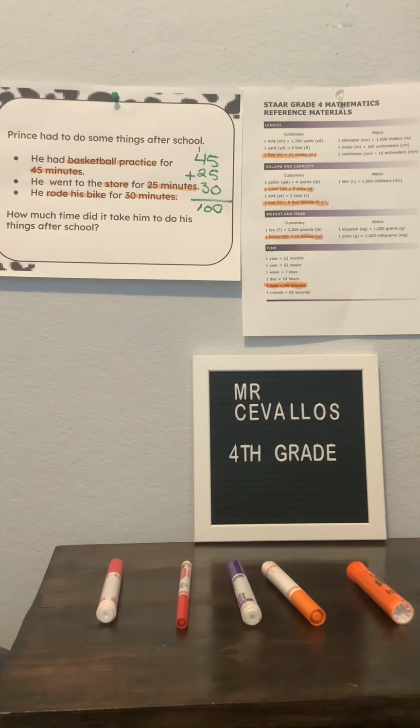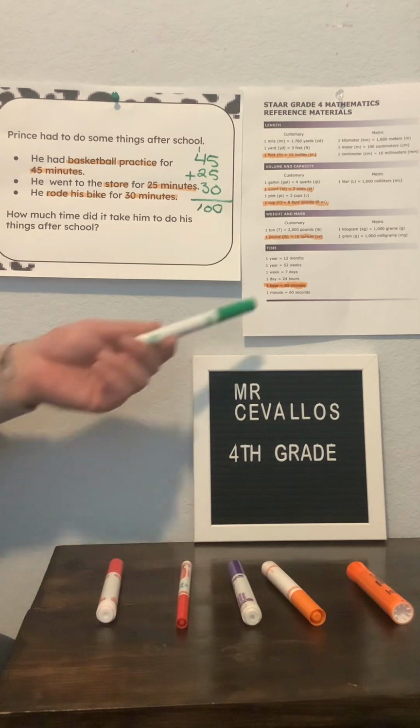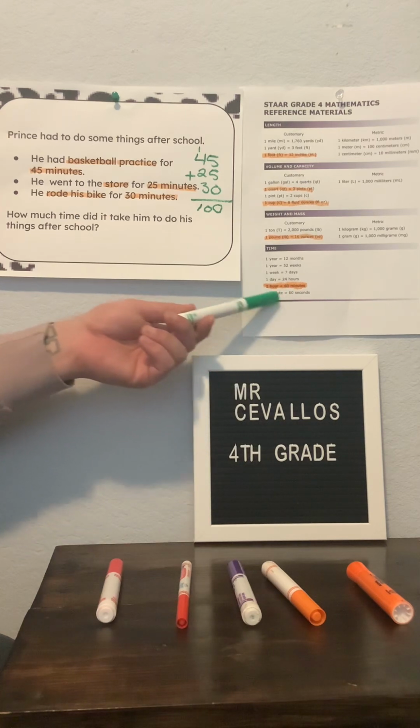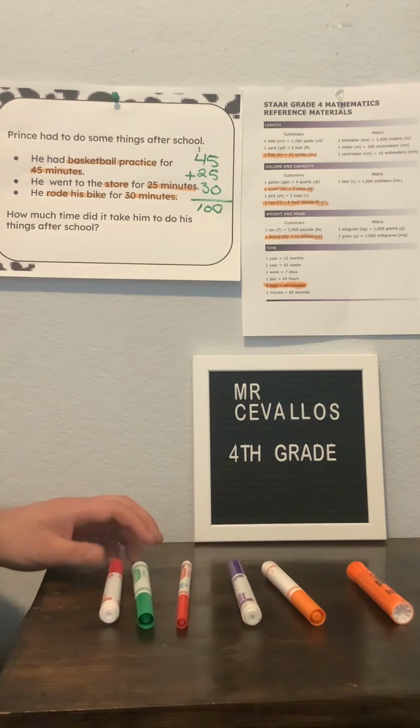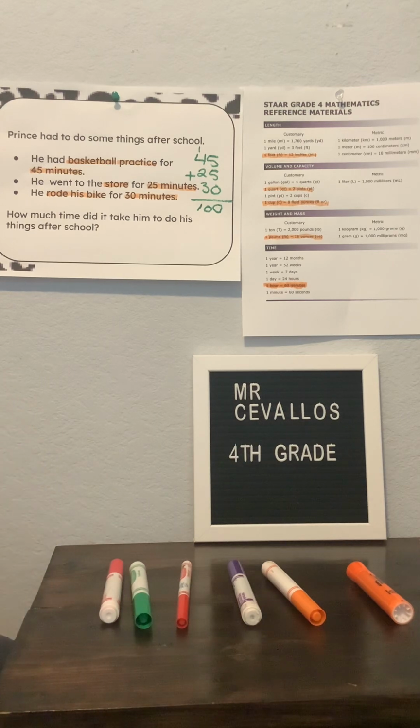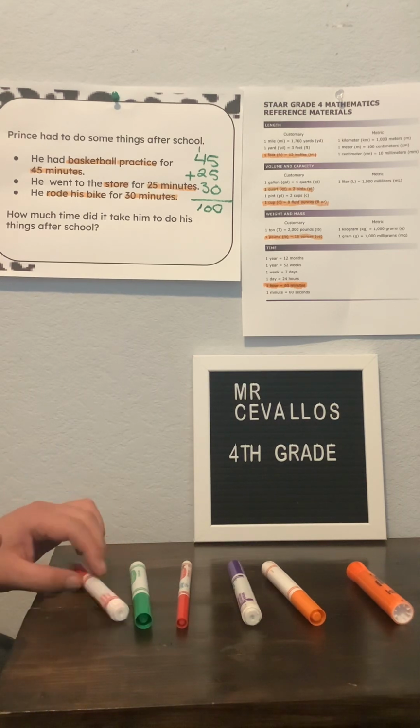Well, before I even do that, how much time did it take him to do his things after school? So good, we have 100 minutes. We need to find a relationship involving minutes, right? In this particular case, it's going to be over 60 minutes, so we're going to be talking about hours and minutes. And we have to decompose 100 by taking away 60 minutes, because 60 minutes really represents 1 hour.